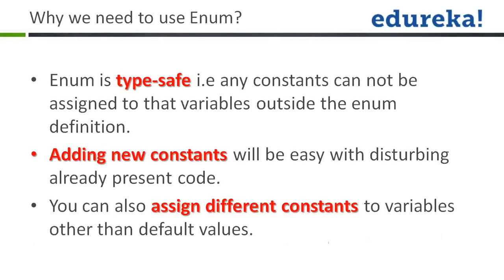Yes Mohsin, that's the correct implementation. If for Monday you are assigning that it should be 1, like that you can provide constant values to it. For Tuesday it would be 2, Wednesday 3, Thursday 4. Outside of that, you cannot assign any more values to it. So it is type safe. Adding new constants will be easy without disturbing already present code. Once you see the implementation of an enum, you'll find that you can easily add any number of constants to that particular enum without actually disturbing the entire code. So this is one more advantage that enums provide.